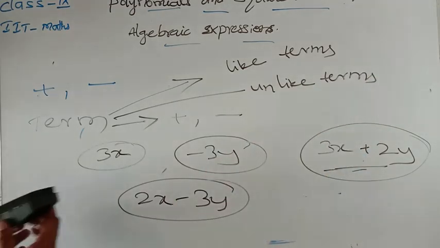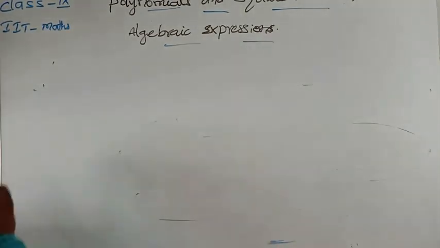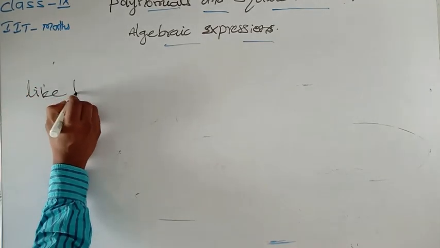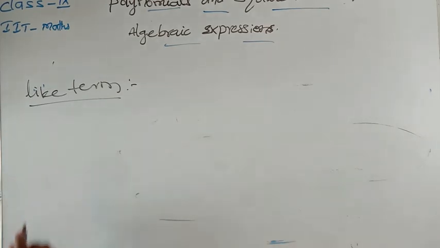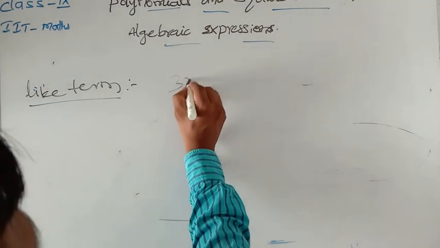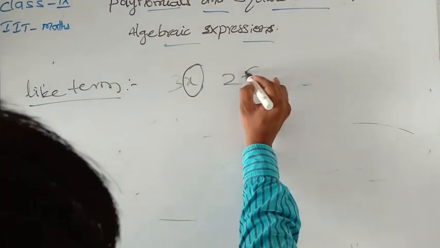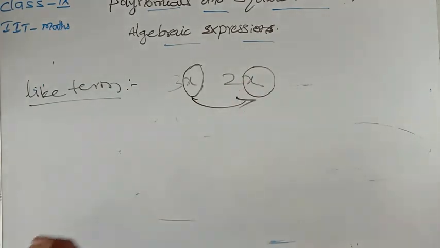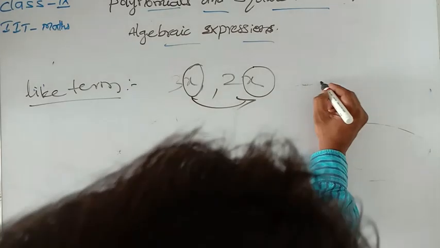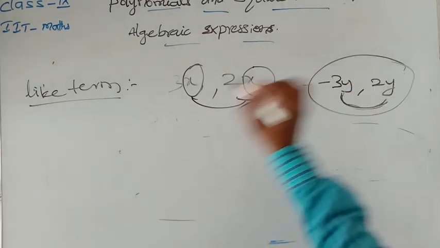Then we'll start like terms. What is a like term? The term which has same literal value or literal coefficient is called a like term. Example, I am taking 3x comma 2x. So here the literal coefficient is x and here the literal coefficient is x. So hence these two are called like terms. And one more I am taking 3y comma 2y. So here also these y's are literal coefficients, these y's are equal, hence it is also a like term.